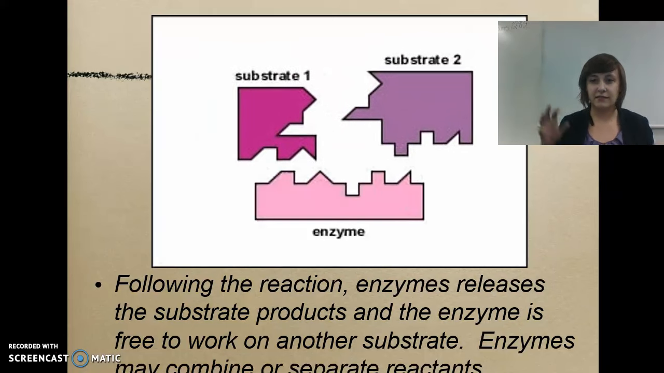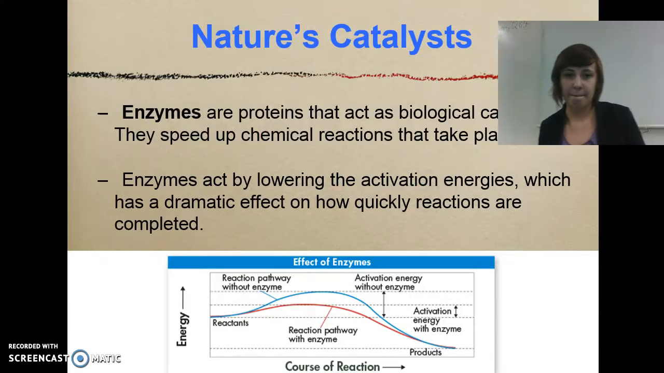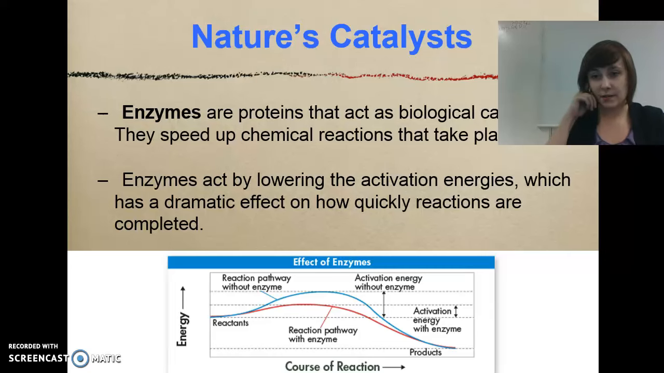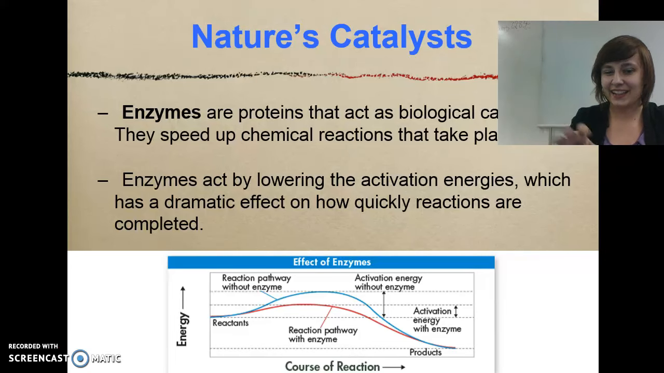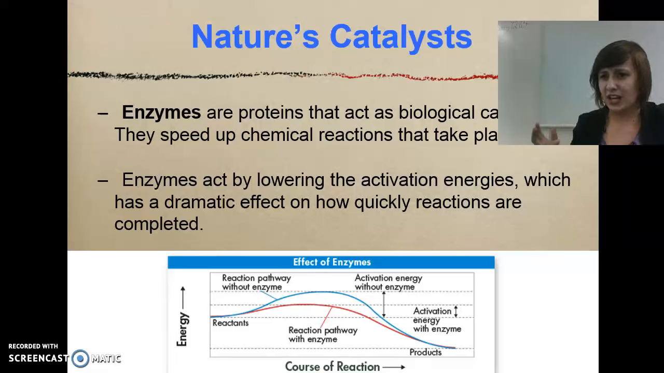Enzymes can push things together, they can separate them, but they're never going to change. So we call enzymes nature's catalyst. A catalyst is just something that makes it go faster. So they act as biological catalysts. They make things that need to happen. They act by lowering activation energy. We did talk about that, which has a dramatic effect on how fast things go. Everything would probably happen all on its own, but it's not going to happen with the speed that we need it to actually be effective.